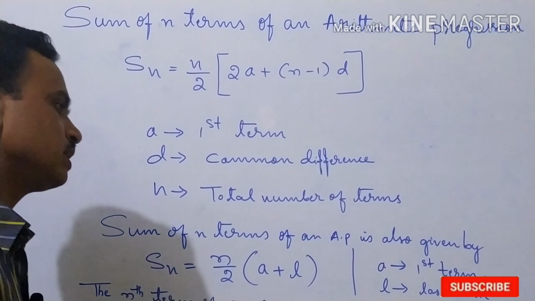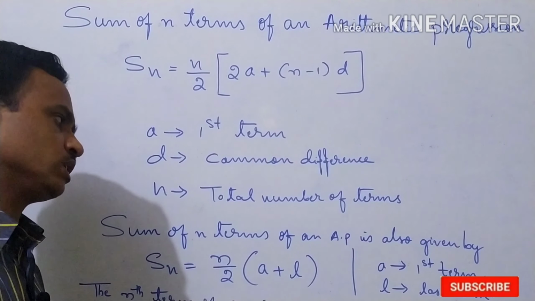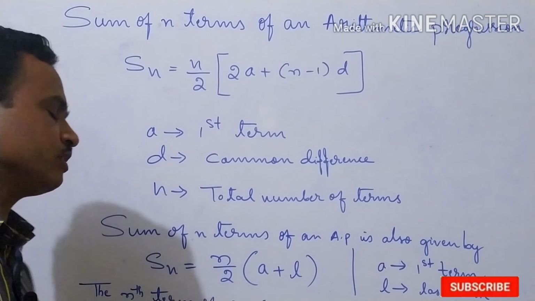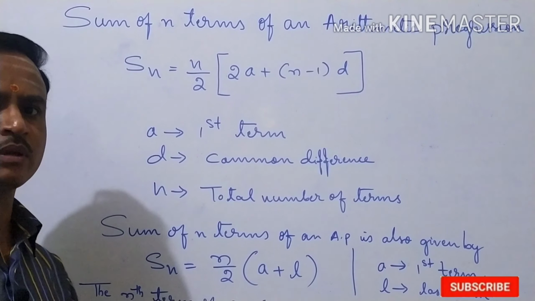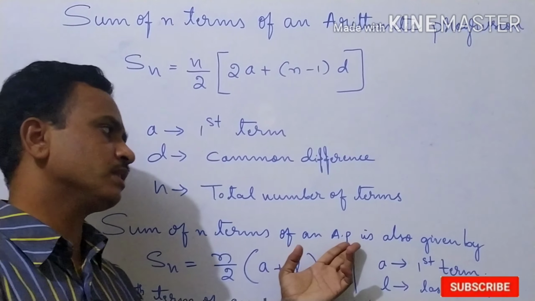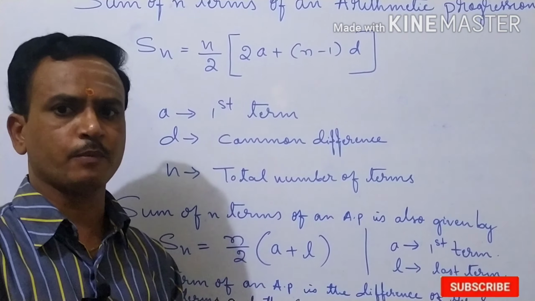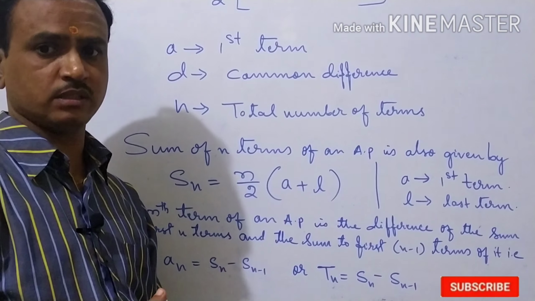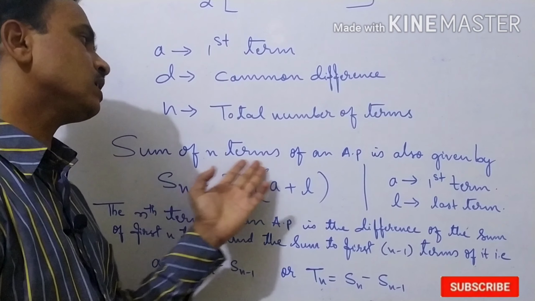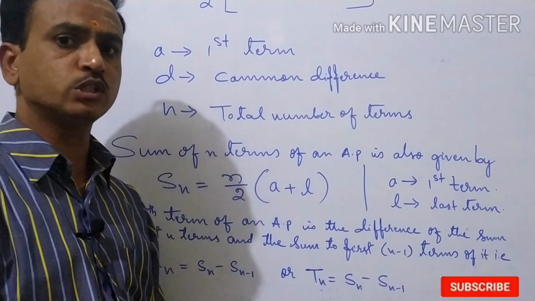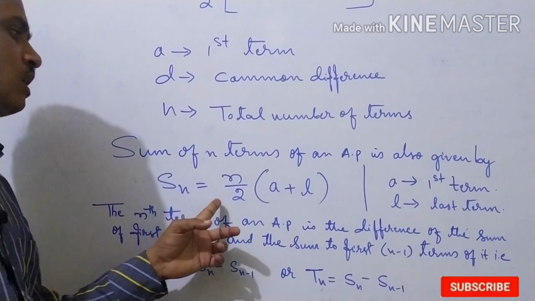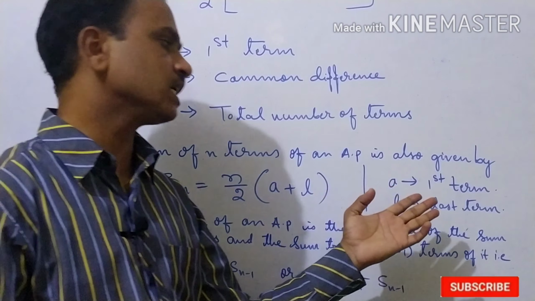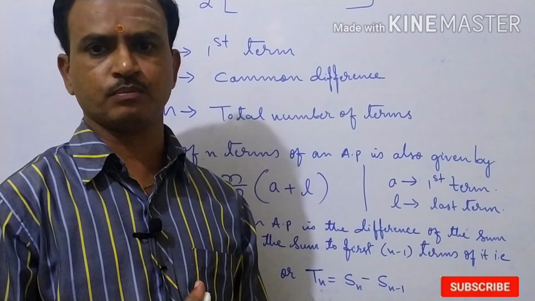Now one more formula is here. In that arithmetic progression, if the last term is given, that time we have to use this formula. Sum of n terms of an arithmetic progression is also given by Sn is equal to n by 2 into (a plus L). Here a is the first term and L is the last term.